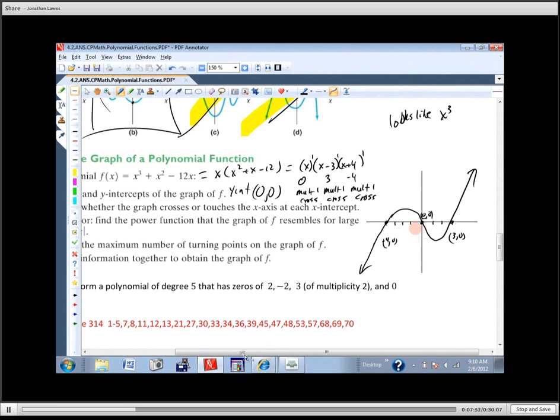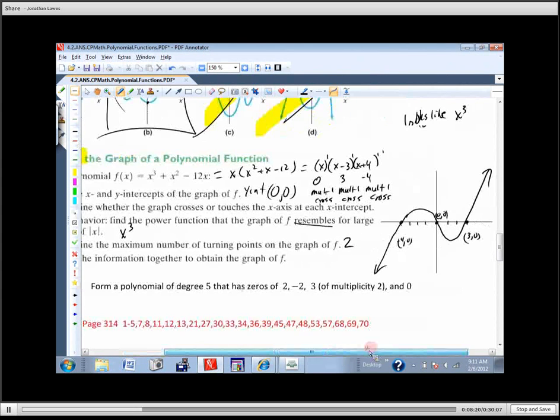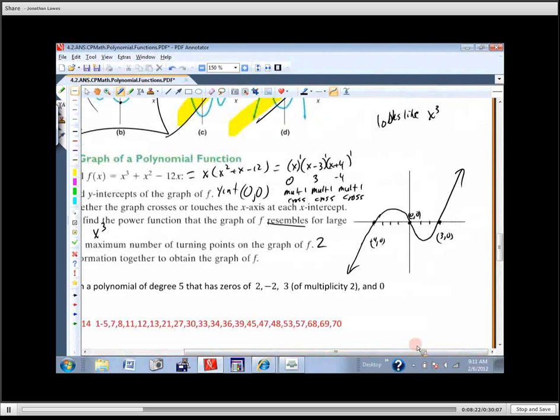Okay, so let's see if we answered all the questions. It says, find the end behavior. In other words, find the power function that the graph resembles. Did we already answer that? We did. It resembles x to the third. I like saying it looks like. That just makes a little bit more sense to me. Okay? Determine the maximum number of turning points. It was 2. Put all the information to obtain a graph. Well, gosh, we graphed the entire thing and then went back and answered the last couple questions. Okay? It's literally that easy on several of these. Okay, are there any questions there? Does that make sense? Easy enough?